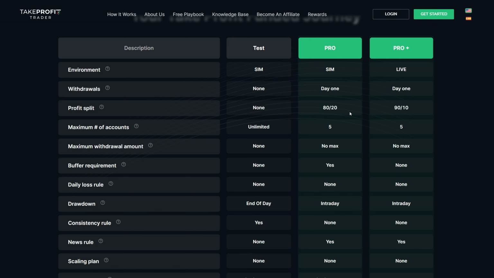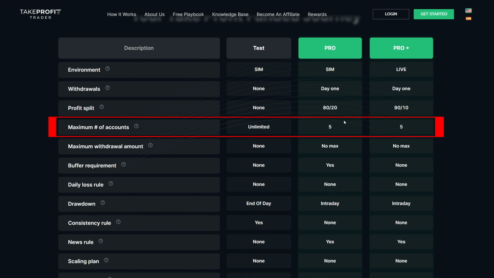Con number two, and this could be a pro or a con, depends on what side of the fence you're actually on. But with Take Profit Trader in the Pro and Pro Plus account, you can only have a max of 5 funded accounts. With Apex, we have a max of 20 accounts. So if you're used to trading with 10, 20 funded accounts, with Take Profit Trader, you're going to be limited to 5, but I got to be honest with you, you can make plenty of money with 5 accounts. So I don't know that that's that big of a con out here.